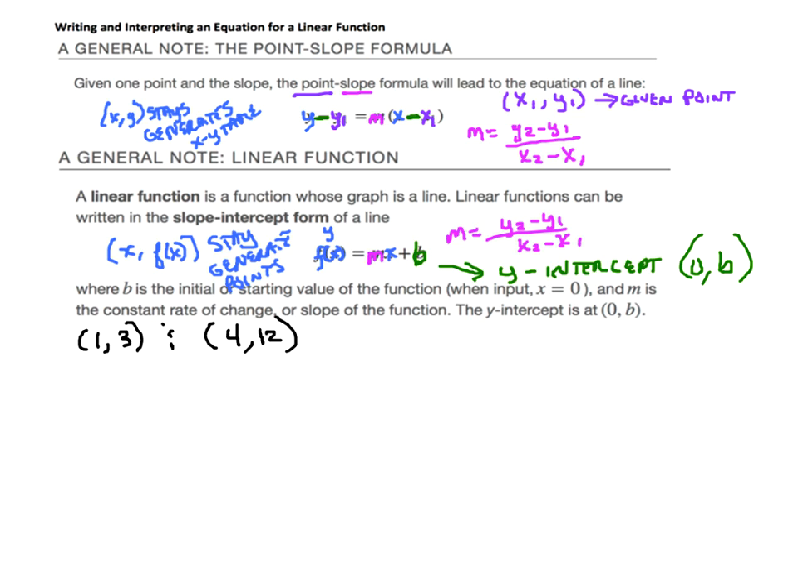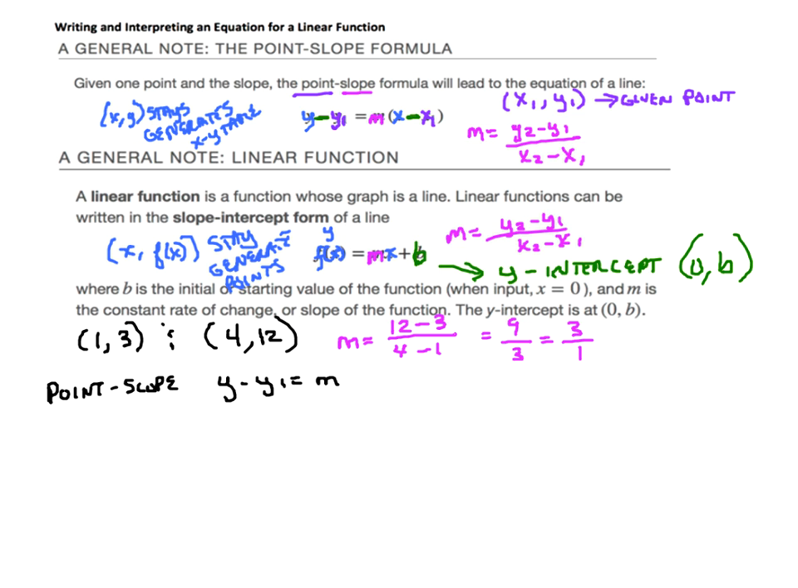Okay, so for either of these forms of the equation, you have to have the slope. So that's what I'm going to figure out first. All right, so I have y2 minus y1 over x2 minus x1. 12 minus 3 is 9. 4 minus 1 is 3. So this is a 3 over 1. So this is a positive slope. It's increasing. I'm going up 3 for every 1 unit I move to the right. And now I'm ready to input my values into point slope form.